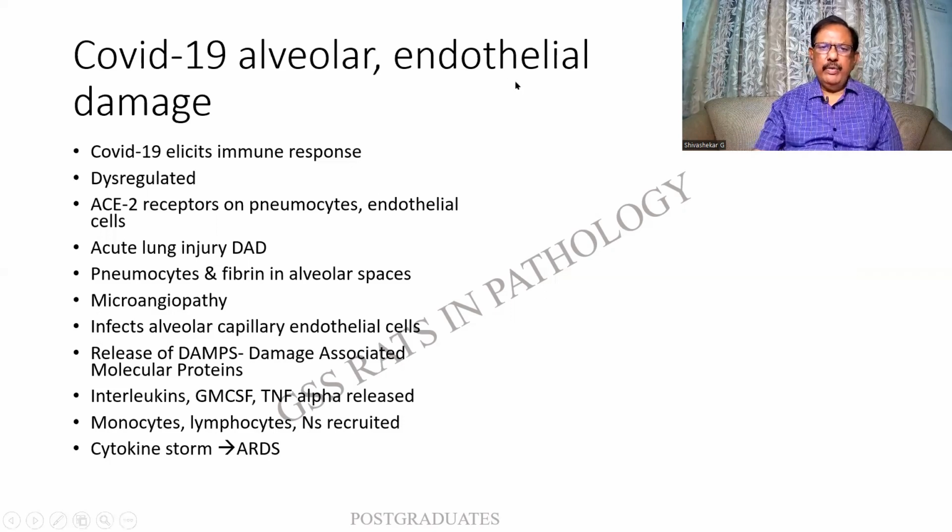Usually there is an alveolar and an endothelial damage. This will be explained in the subsequent pictures also, but go through this entire list. This is again a repetition in various forms. Ultimately, there can be a cytokine storm, which leads to adult respiratory distress syndrome.